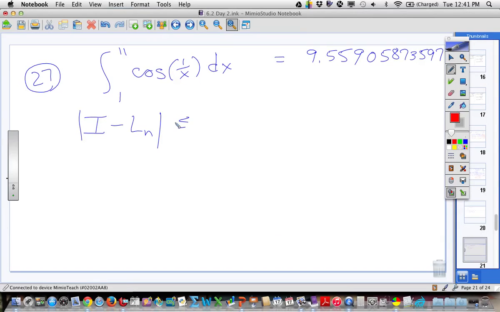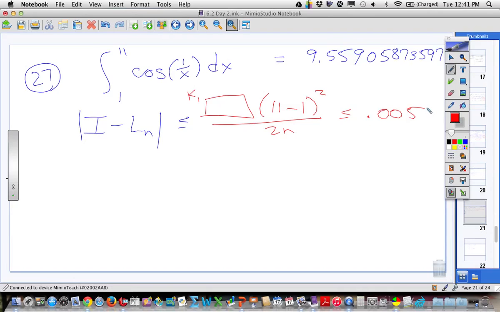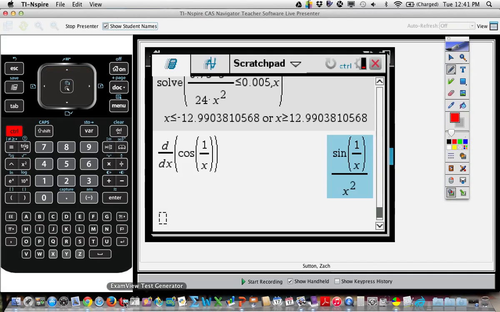On 27 in part A, it says, what's the smallest value of n where this will be within 0.005? We're going to have our K1 value because it's the left endpoint, so we're going to use K1. 11 minus 1 squared over 2n, and we want that to be less than or equal to 0.005. Hopefully you're working ahead of me here. We're going to do the derivative of this function. We want the max of f prime.